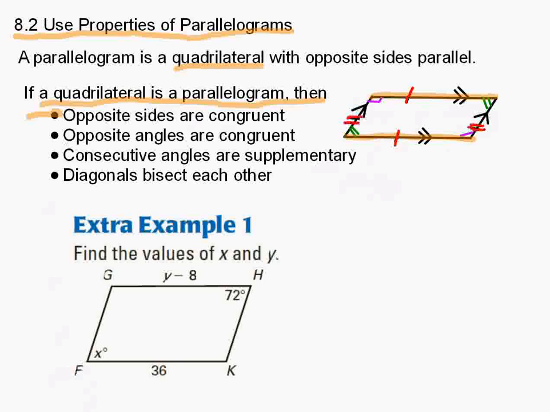Okay, next property that we want to deal with, the second one, is that opposite angles are congruent. So pairs of opposite angles are the ones that are not next to each other, which we would call consecutive angles. So these ones that are marked in green, those angles are going to be congruent. And likewise, these ones marked with the little purple lines are also congruent. This pair of opposite angles, those are congruent.